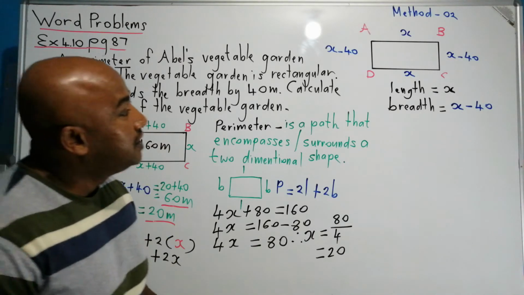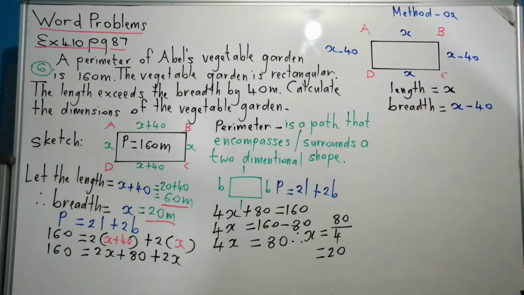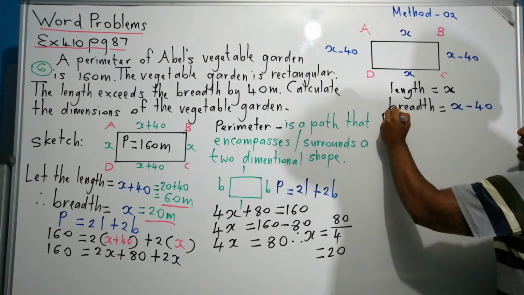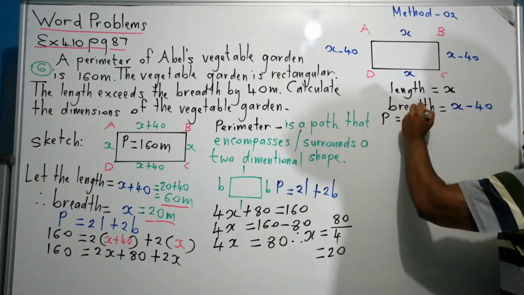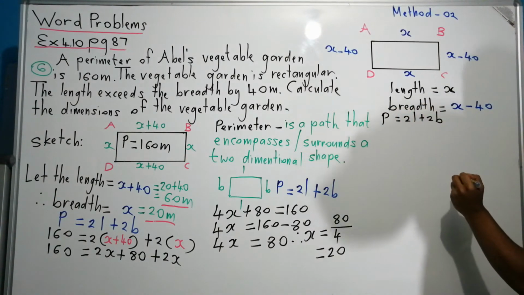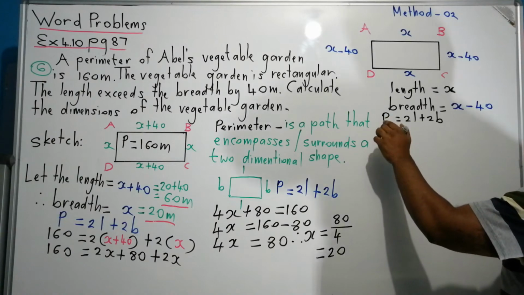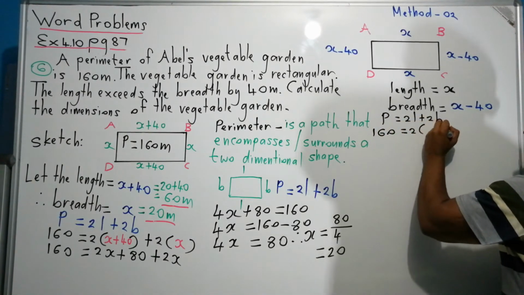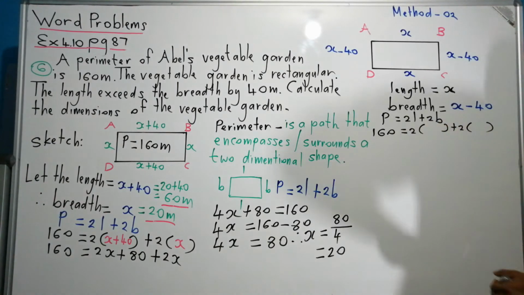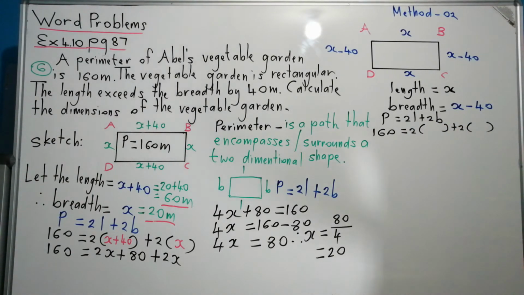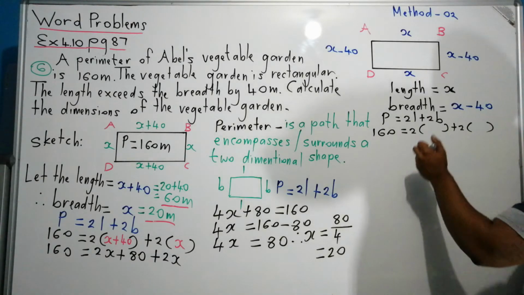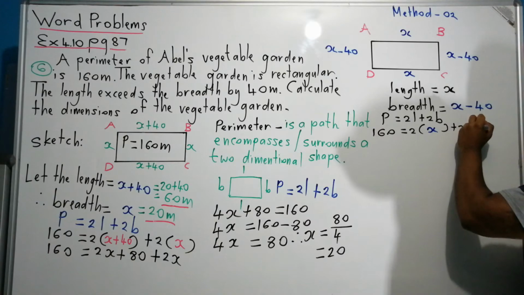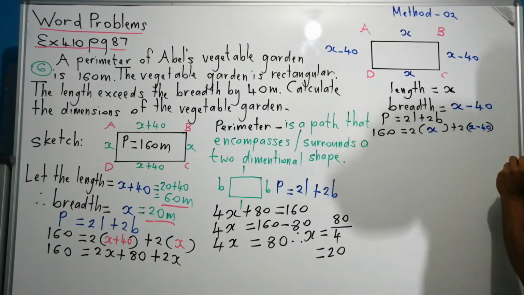Alright, now what happens if you chose this technique? Let me do this one here quickly. So we know the same story here. Perimeter is equal to 2 times length plus 2 times breadth. What is the perimeter? The perimeter is 160 is equal to 2 times the length plus 2 times the breadth. So what did I call the length here? If I'm doing it this way, I called my length x and my breadth will be x minus 40.